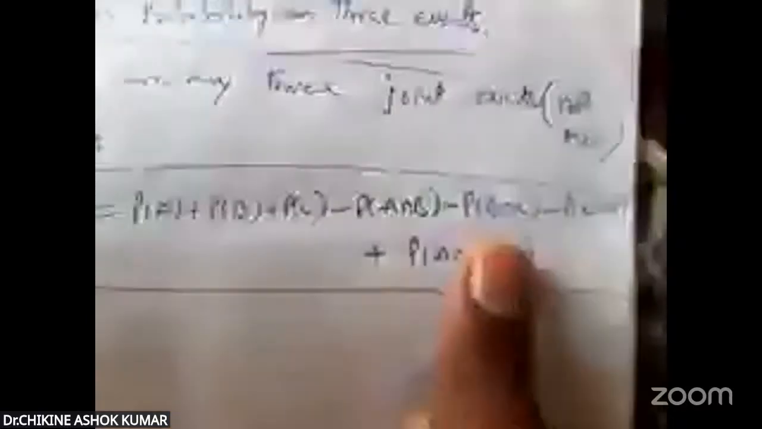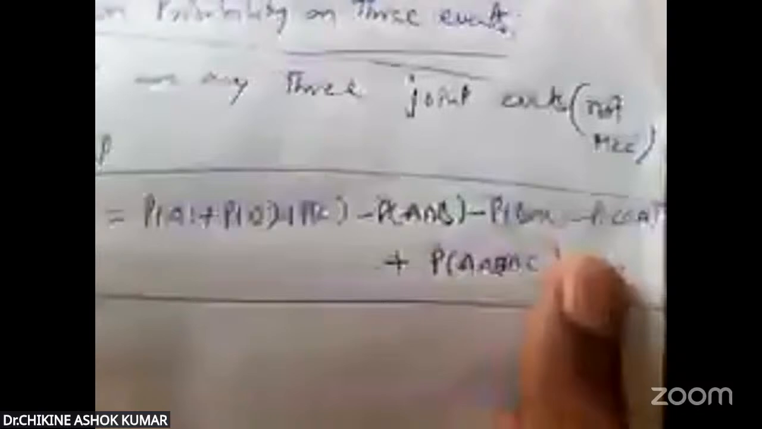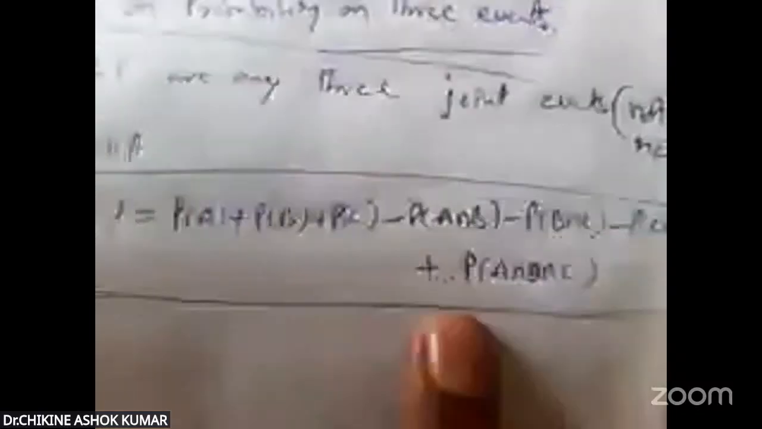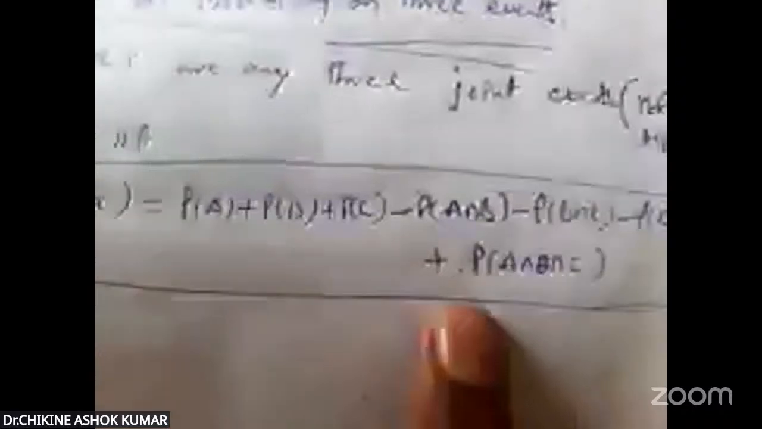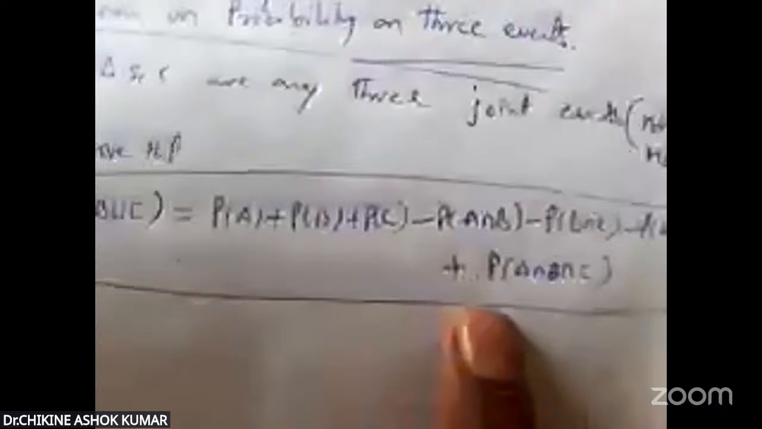Okay. So probability of A union B union C equal to probability of A plus probability of B plus probability of C minus probability of A intersection B minus probability of B intersection C minus probability of C intersection A plus probability of A intersection B intersection C. This is the addition theorem on probability on three events. With the help of these two events, we prove it.